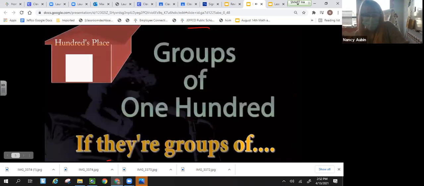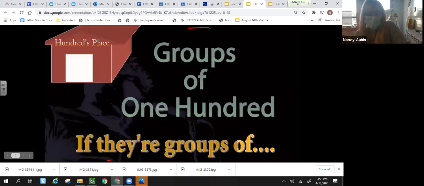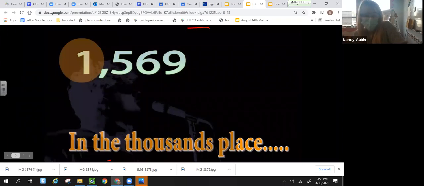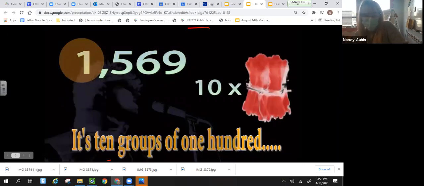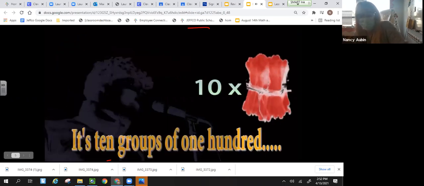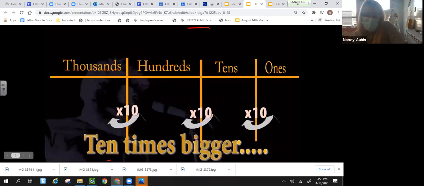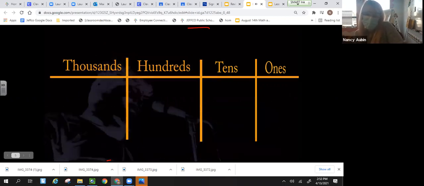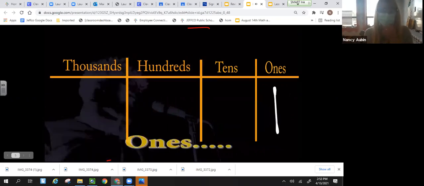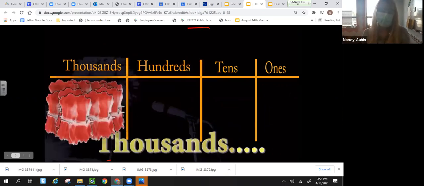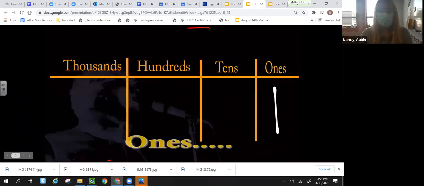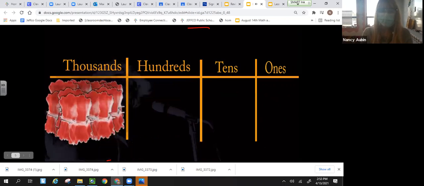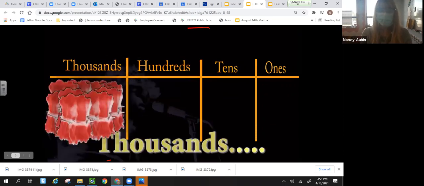If they're groups of 100, if you see a 1 in the thousands place, it's 10 groups of 100. 10 times bigger every step to the left. 1, 10, 100, 1,000.